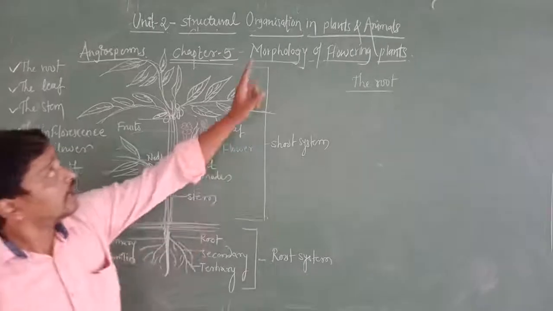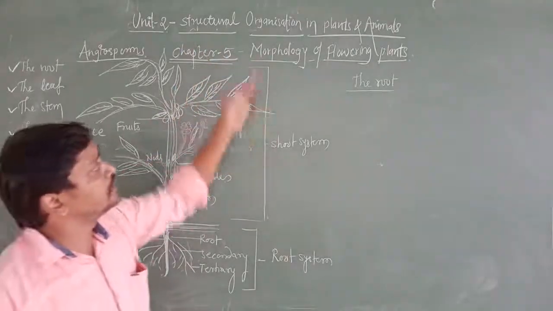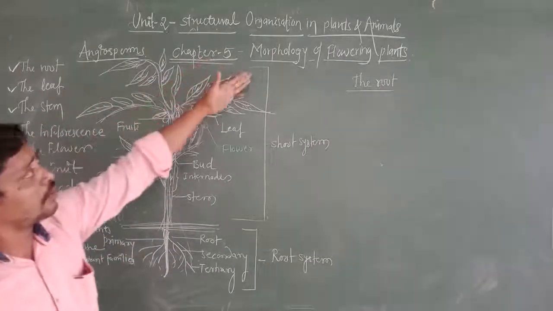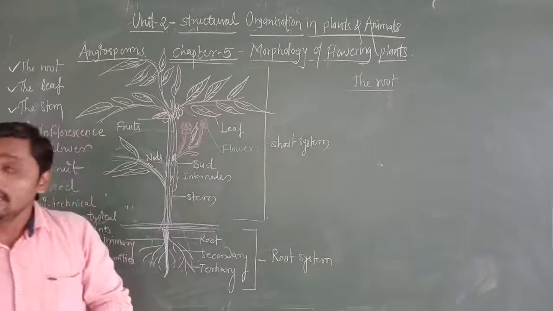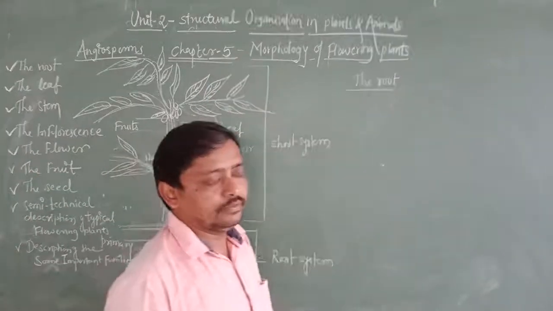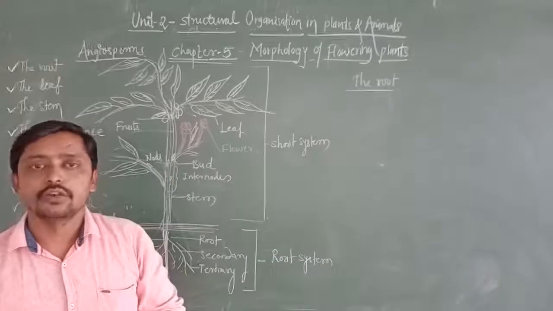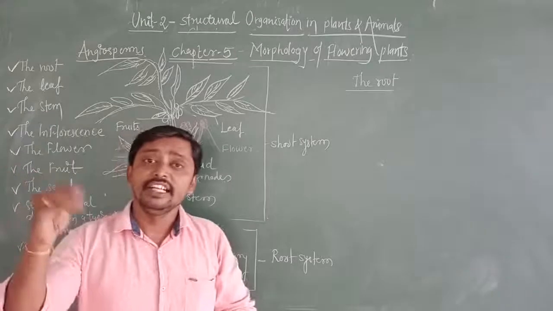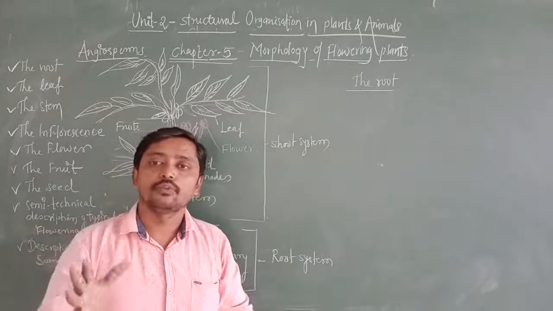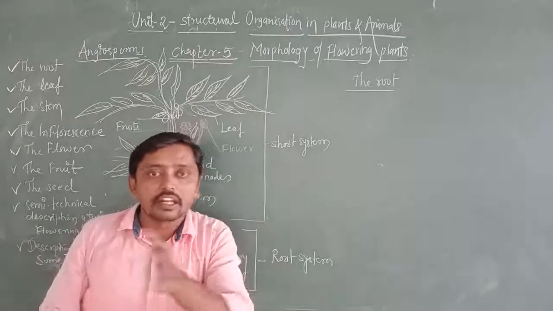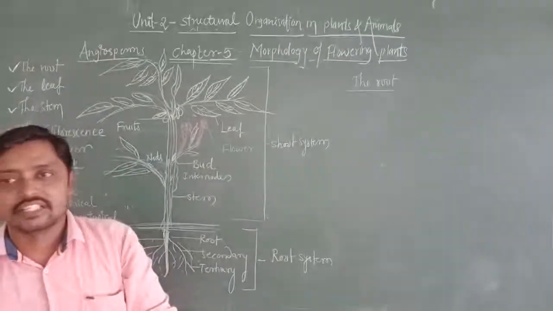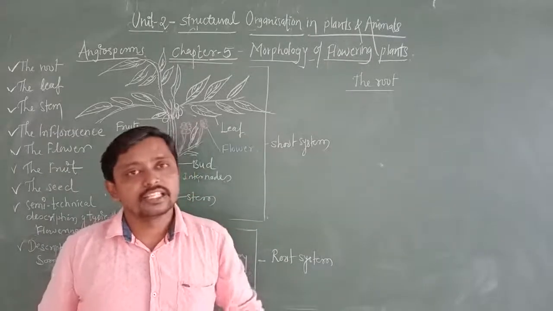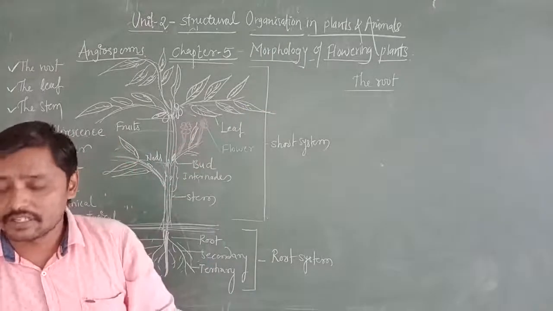Another word, which you come across often, is anatomy. In anatomy we study the internal structures, internal organs and their organization: how they are made up, what cells are there and so on. We study the internal structure; that is what we call anatomy. Whereas morphology means external appearance.